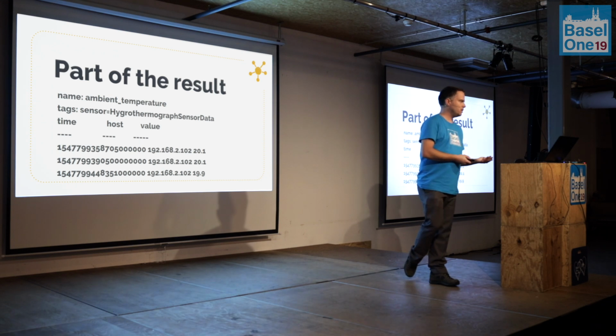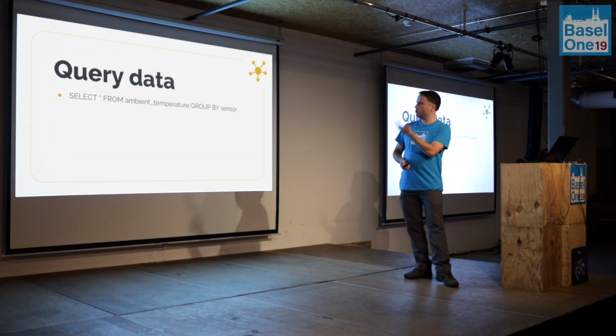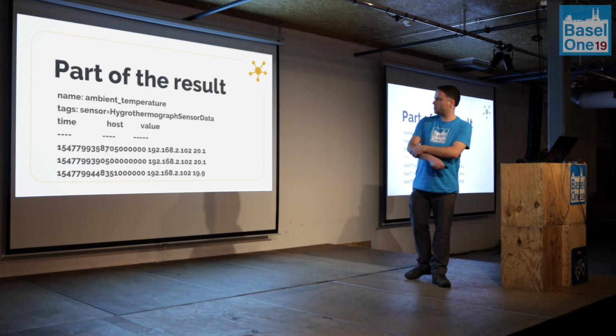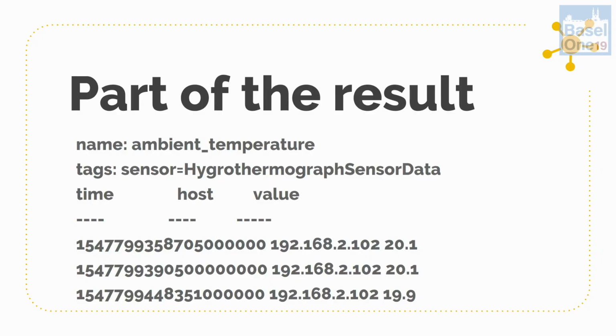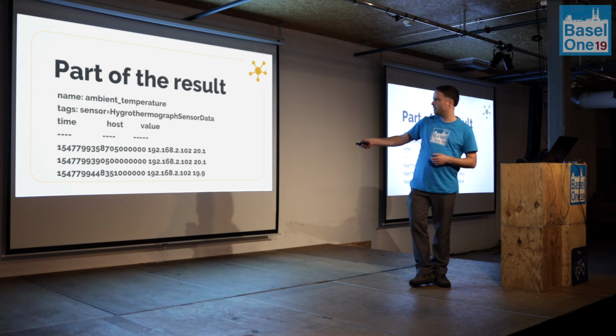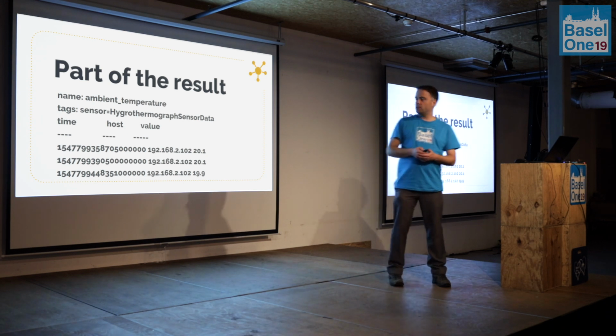So if we perform this query, we get a result like this. The ambient temperature, in this case from the hygro thermograph sensor data. And we get all the timestamps, the host, and the different values for the temperature.